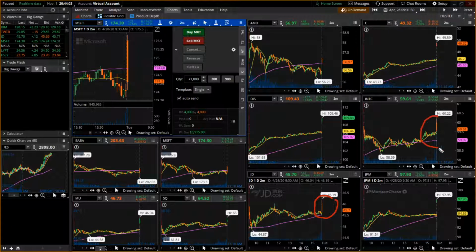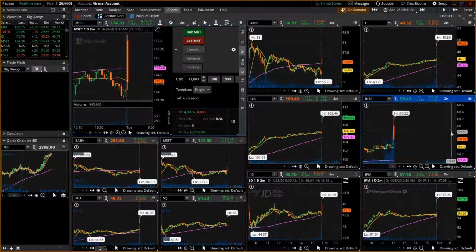and Intel is too. But the problem I'm having with Intel, let's go ahead and zoom in on that, is Intel isn't ripping through all of our support the way Microsoft is here. And we got price congestion. I know our moving averages are a little wide, but the support here that it's experiencing is a little bit too great, whereas Microsoft is actually starting to rip through everything.